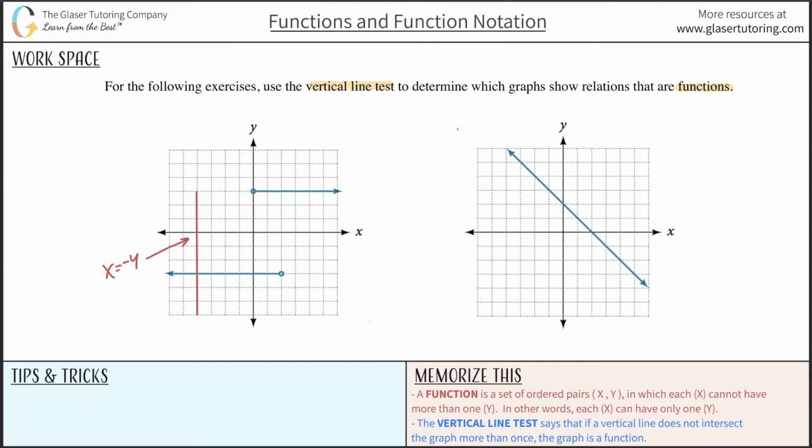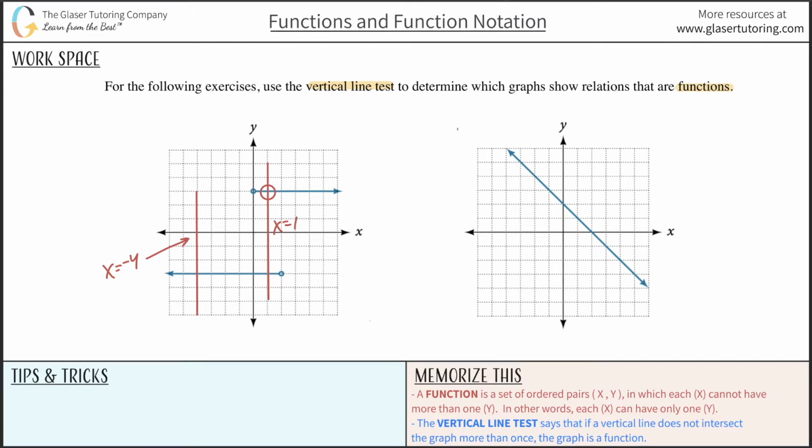However, well, let me do this. If I draw another vertical line here, it only intersects there, so that also passes the test. But what about if I draw a vertical line down the value of x is equal to 1? We notice it intersects the graph in 2 places. Now you might say, well, wait a minute, it intersects it only one place over here. Now it intersects it in 2 places.